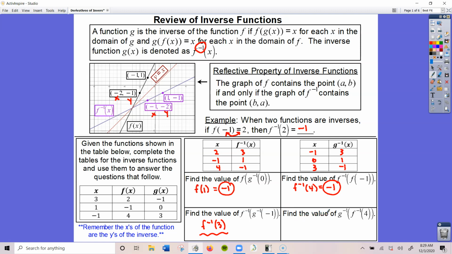Then we're going to find the value of g inverse of f inverse of 4. So f inverse of 4 is -1. So we're looking for the g inverse of -1, which is equal to 3.